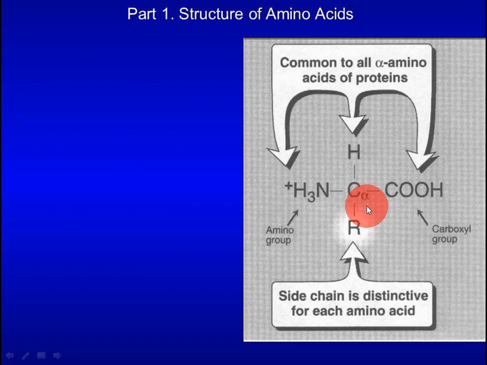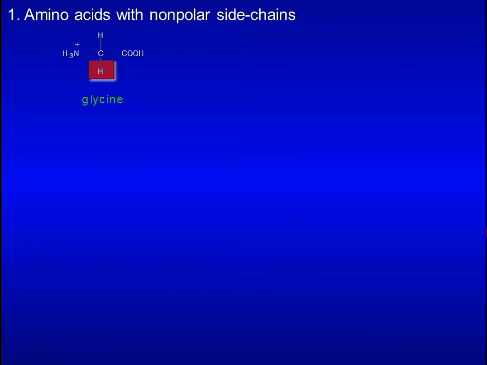Amino acids differ one from another by the side chains, or the R group. The nature of the side chains dictates the role of amino acids in the protein. Based on the side chains, amino acids are divided into three groups. In the first group, there are 9 amino acids.